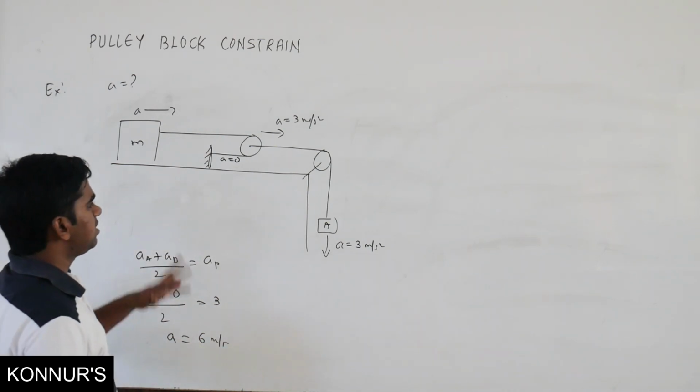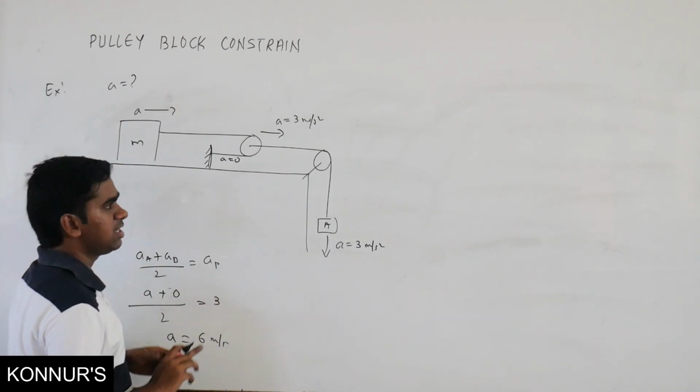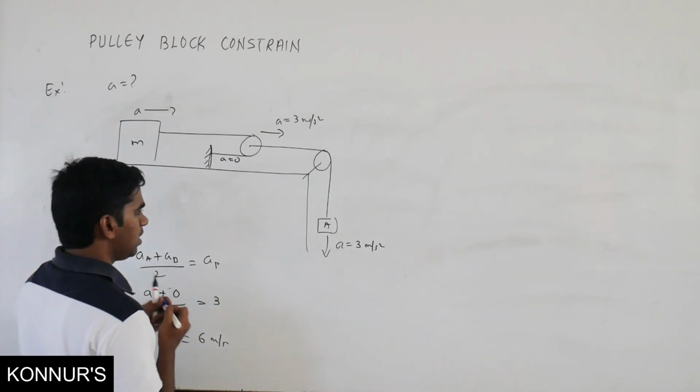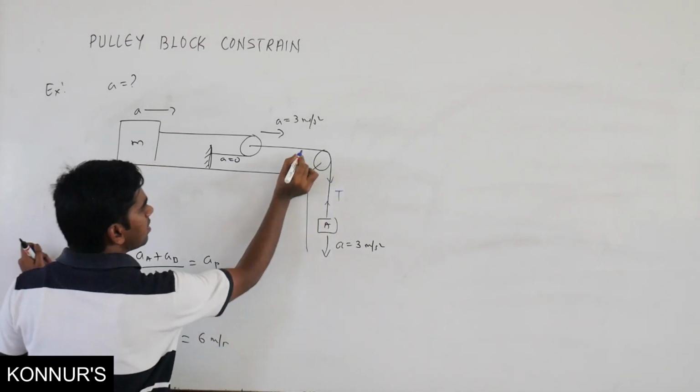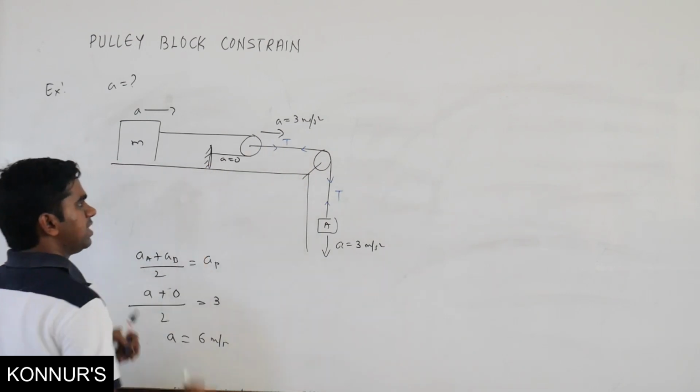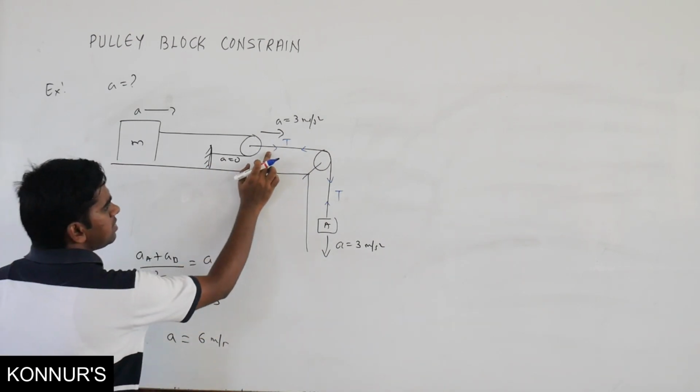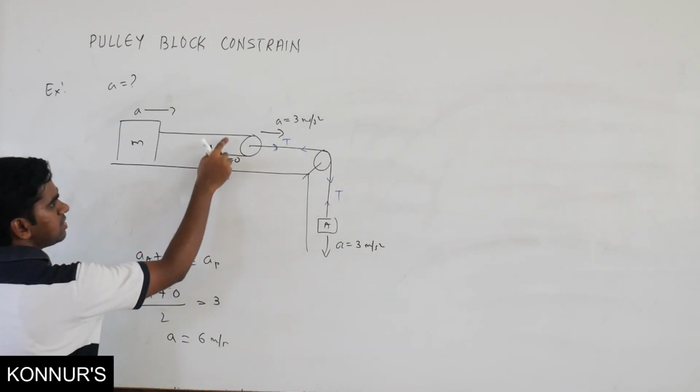Or you can apply your tension method also. See, in the tension method what will happen? You have to identify the tension first. This was the direction of tension, it will become T here. Here it is T. Now, here also it is T, here also it is T, here also. If this is T, here 2 strings are there.